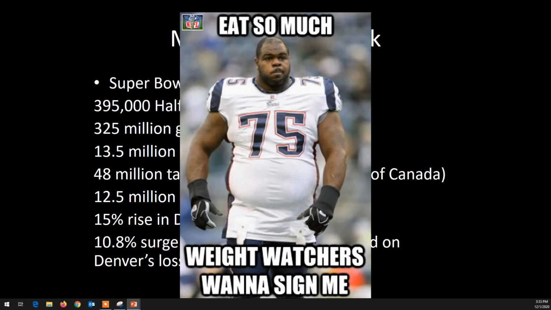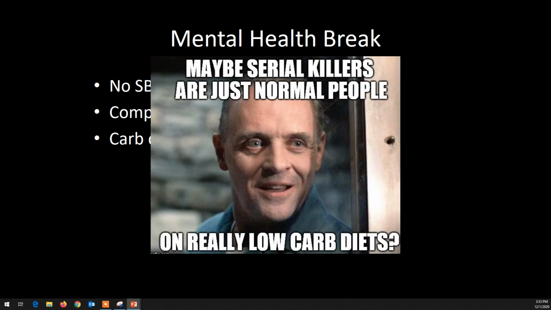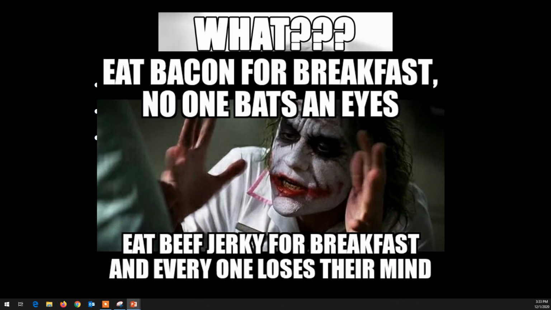I like these memes. I ate so much, Weight Watchers is going to sign me. The Super Bowl this year will probably be no fun as usual. I've gained a little bit of weight, put on my COVID-19 pounds, that is. So I'm going to be doing a lot of carb cycling, and I do a low-carb diet. I can lose a lot of weight real quick, and my attitude goes south. So maybe serial killers are just normal people on really low-carb diets. What? Eating fat equals weight loss? That one kind of blew my mind as well when I first learned about it. Eat bacon for breakfast, no one bats an eye, but eat beef jerky for breakfast, and everyone loses their mind.